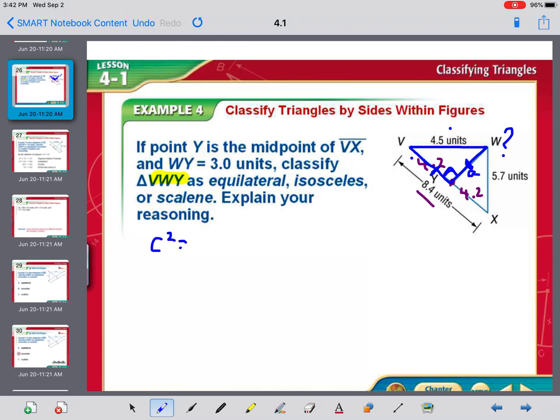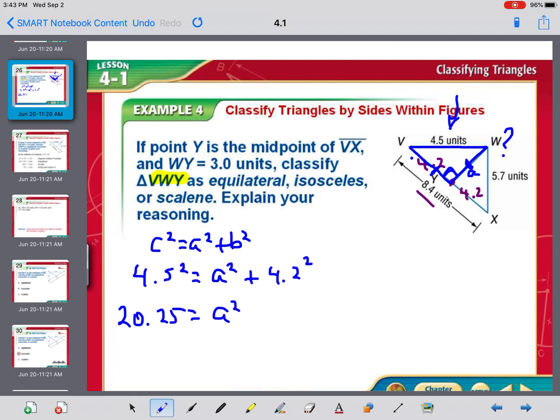So let's call this A for the purpose of discussion. C squared equals A squared plus B squared. C is the hypotenuse, which is 4.5. A is the one we're looking for, and B squared is 4.2 squared. Now let's see where this takes us.